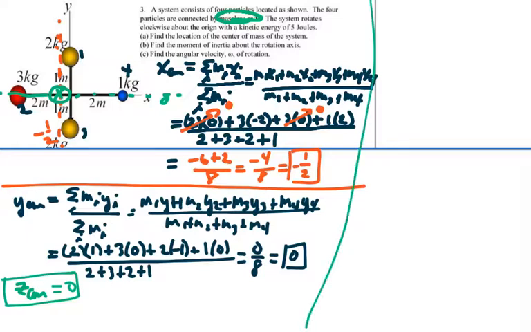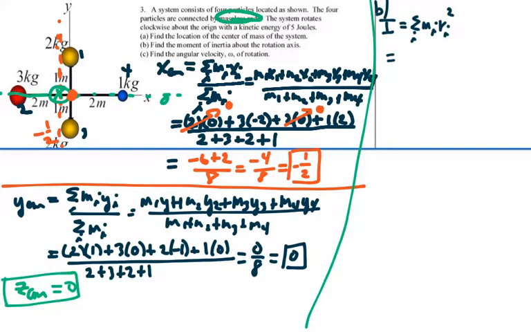Okay? What about the moment of inertia? By definition, the moment of inertia is equal to the summation of every mass multiplied by its distance from the axis of rotation squared. And in this case, we are going to be choosing the origin as our axis. So we're not choosing the center of mass, but we're using the origin as our axis. So this is every mass multiplied by its distance from that axis squared.